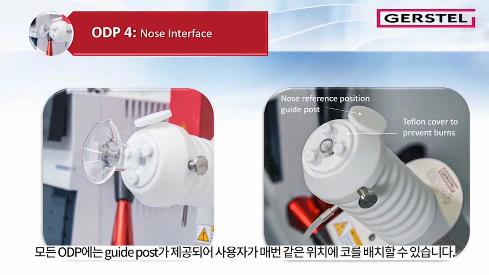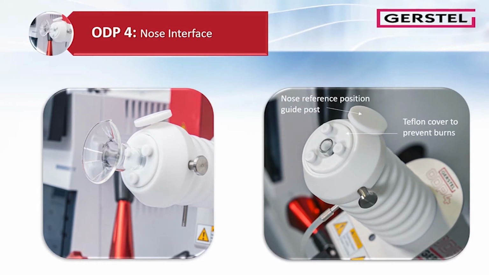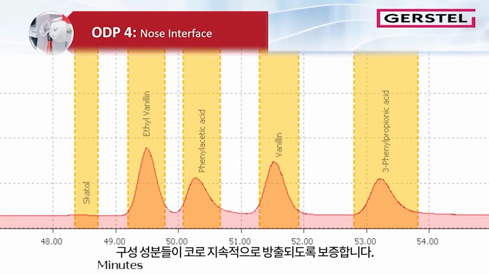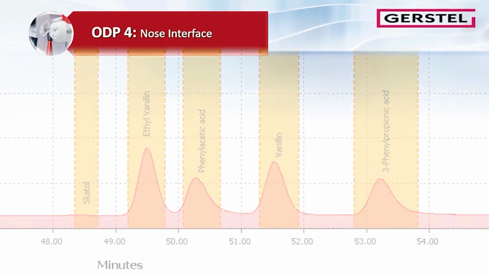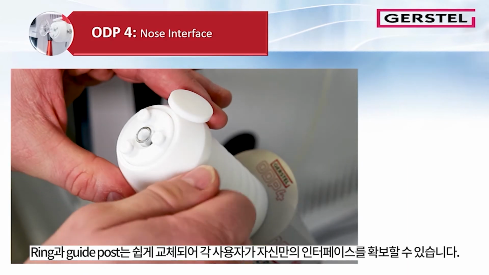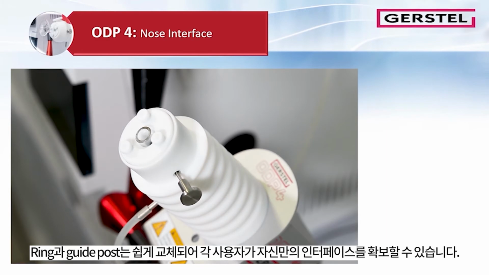In the right configuration, a guidepost is provided so that the analyst can place their nose at the same position each time. All configurations ensure an unretained release of the components to the nose, even with difficult analytes, as shown here in an original chromatogram. The ring and guidepost are easily replaced so that each analyst can have their own personal interface.